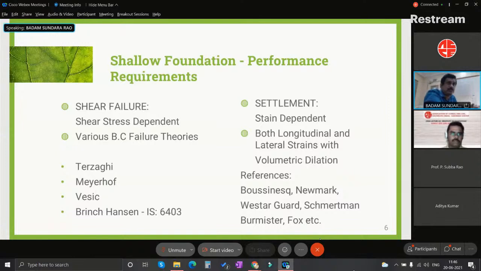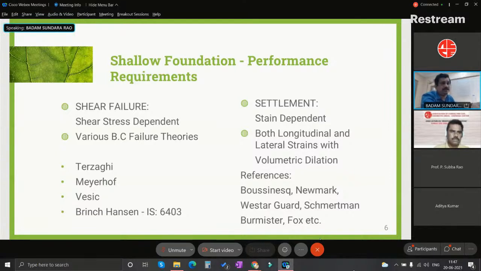The settlement is to be predicted to a much more sensitive value, as suggested by the different researchers we have, like Boussinesq's equations, Newmark's equations, Westergaard's equations, and Skempton, Buisman, Fox, etc. All these are patterned for different types of loadings and different patterns of thinking. Boussinesq suggested equations for a point load, with a radial distance R and a depth Z direction in a vertical semi-infinite medium.